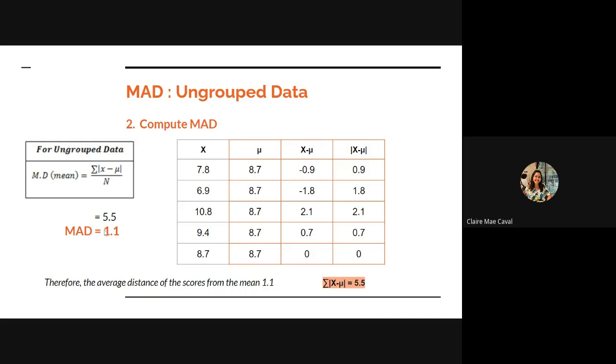Using the formula for finding your population mean absolute deviation for ungrouped data, yung numerator nyo dito dapat 5.5. This is this one. Okay, this one. Yung denominator nyo dito, that should be 5. Okay? 5 yung denominator nyo dyan. Okay? So, your 5.5 divided by 5 is equal to 1.1. So, therefore, the average distance of the scores from the mean is 1.1.